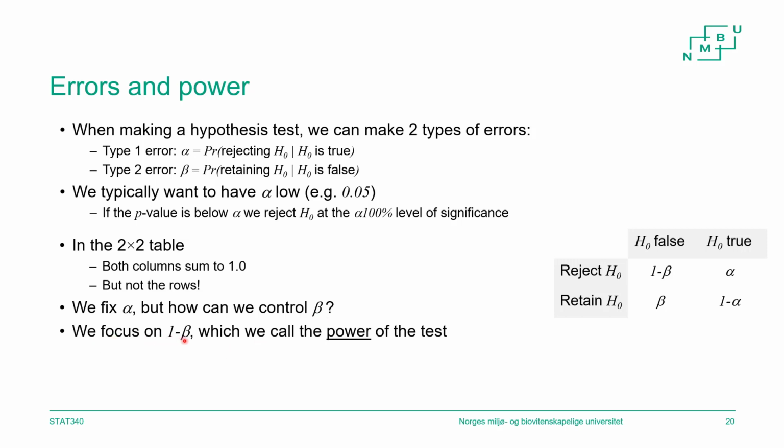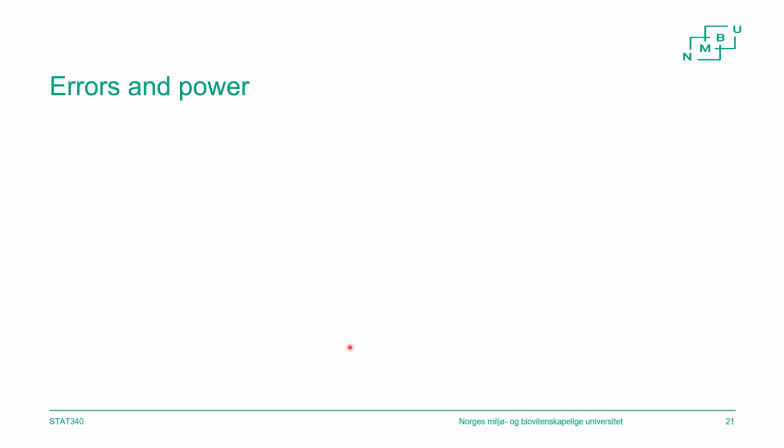If we focus on the 1 minus beta, then it doesn't really matter. Right? If you say that this should be low, it's the same as saying that this should be large, because as you can see, they sum to 1. And this is the power of the test, this one, 1 minus beta. The ability to actually detect an effect when it is there. And that should be big, right? The probability of this one. We would like this to be big. A big power, a powerful test, as we say.